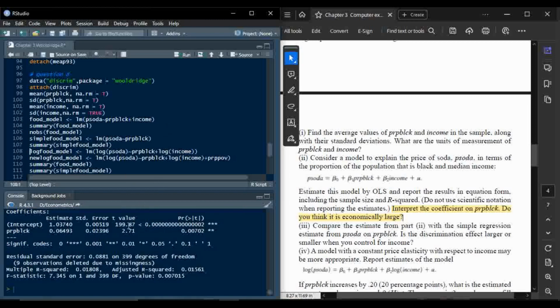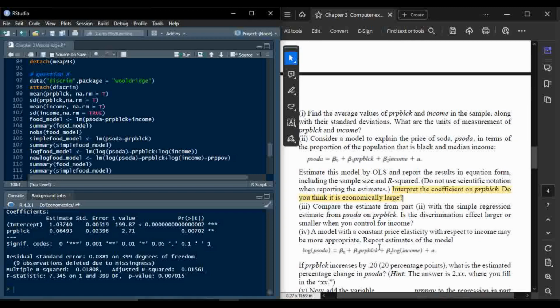In this case, the coefficient on proportion of black is 0.065. So the simple regression estimate is actually lower. This is because proportion of black and income are negatively correlated. The correlation between those two values is negative, and income has a positive coefficient in the multiple regression. So when we do not control for income, the coefficient on proportion of black is smaller than before.